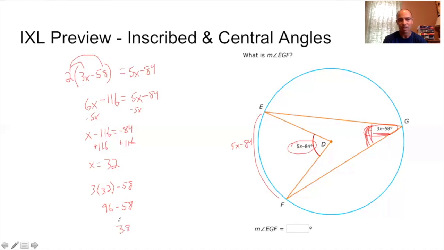I did a little mental math there. Basically, I did 96 minus 60, which would be 36. I figured, well, it's 2 more. But you know what? I'm not just going to be happy with that. I'm going to check it with my calculator, double check, make 100% certain that I'm right. 96 minus 58, 38. I was right. Okay, so there we go. Inscribed angles and central angles.